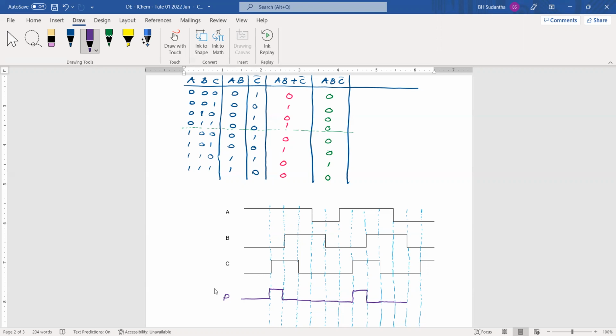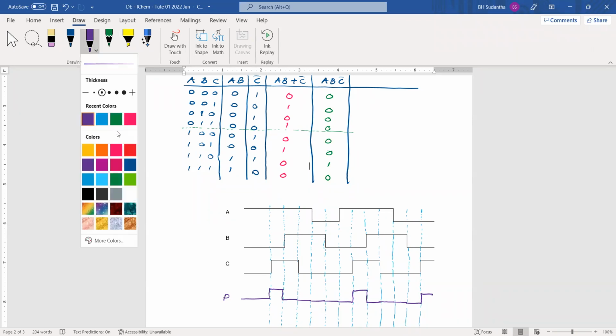This is 0, 0, 0. This is 1, 0, 1, 1, 0, 0. 0, 1, 0 time is 0. This is 0, 0, 0. Again, it's 0. And last one, 0, 0, 1 time it's 0. It's 1. This is P. Okay. Then Q.